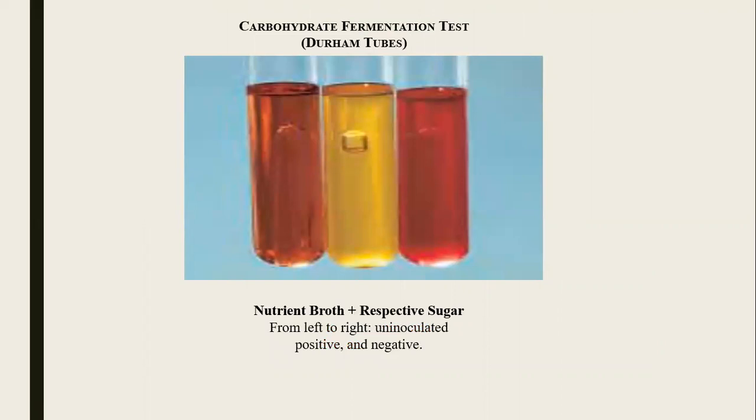And here you can see three test tubes. One is uninoculated medium and the other two are inoculated medium. In the second tube, you can see the change of the color of the medium to yellow. That indicates a positive test. In the third tube, as there is no change of the color of the medium, it indicates negative.